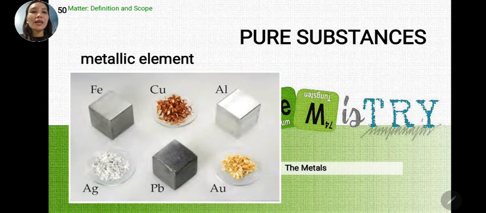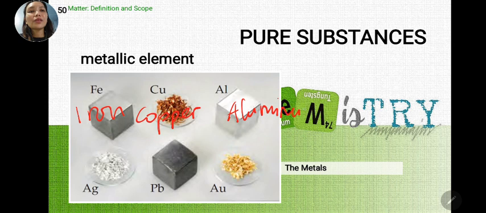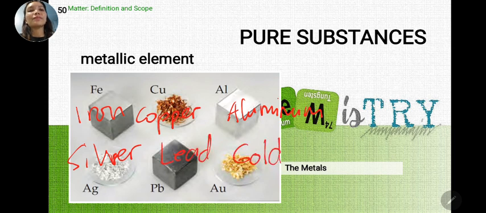So these are the elements, examples. This is silver and this is gold. Iron, copper, aluminum. It's aluminum. This is silver. This is lead and gold. Okay.